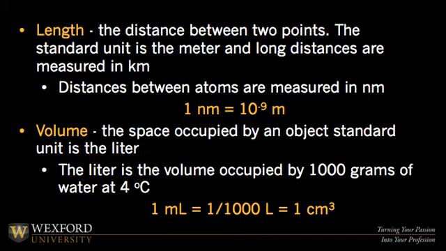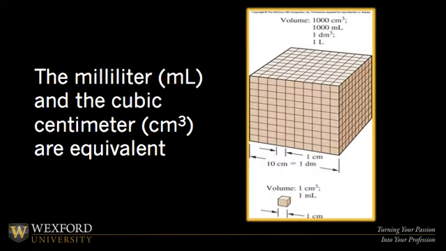Now for volume, it's the space occupied by an object, and the standard unit is the liter, like we mentioned. The liter is the volume occupied by 100 grams of water at 4 degrees Celsius. So 1 milliliter is equal to 1/1000th of a liter, which is equal to 1 centimeter cubed. The following diagram represents 1 milliliter and the cubic centimeter and shows that they are equivalent.